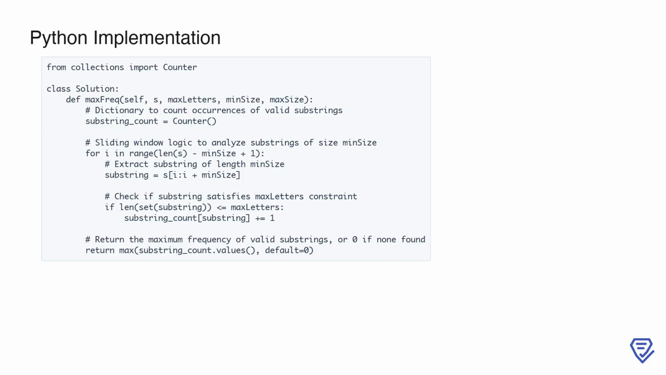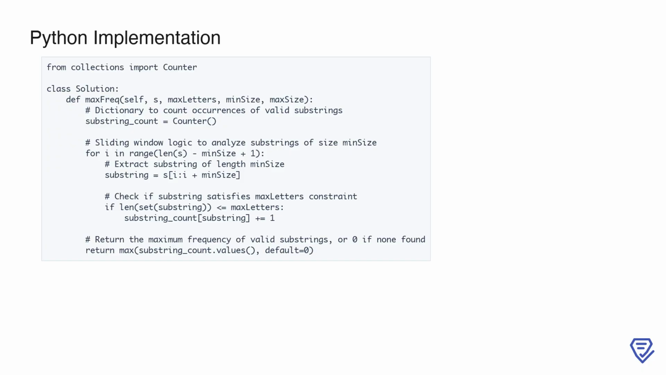First, we import the Counter class from the collections module. This allows us to count occurrences of substrings easily and efficiently. We define the method maxFrequency within the Solution class. The method takes 4 inputs: the string s, max letters, the maximum number of unique characters allowed in a substring, min size, the minimum size of substrings to consider, and max size, the maximum size of substrings to consider.